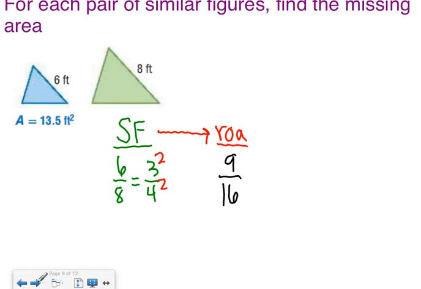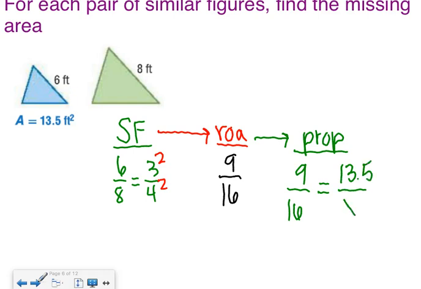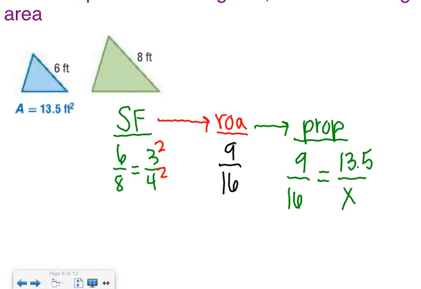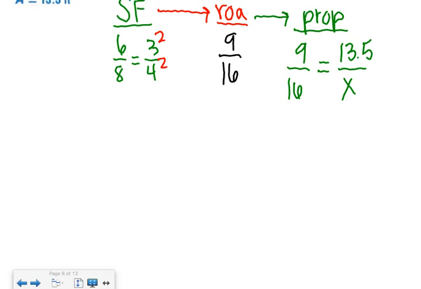And then now what do you set up? A proportion. Does 13.5 go on the top or the bottom? Because it's the small one. Because 13.5 goes with the small one, and since our small number's on top, it has to match. Otherwise, you might get the wrong answer.